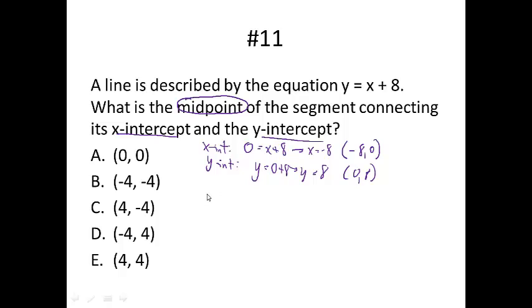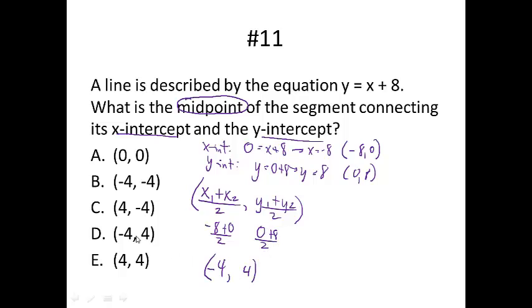If you recall, the midpoint formula is basically just an average of the x's and the y's. So to get the midpoint, we'll add our x's and divide by 2. And then we'll add our y's and we'll divide by 2. Okay, so if I add the two x's, we'll get negative 8 plus 0 divided by 2. That gives me negative 4. And then if I add my y's, I'll get 0 plus 8 and divide by 2. That will give me positive 4. So the choice that I get to pick is D.